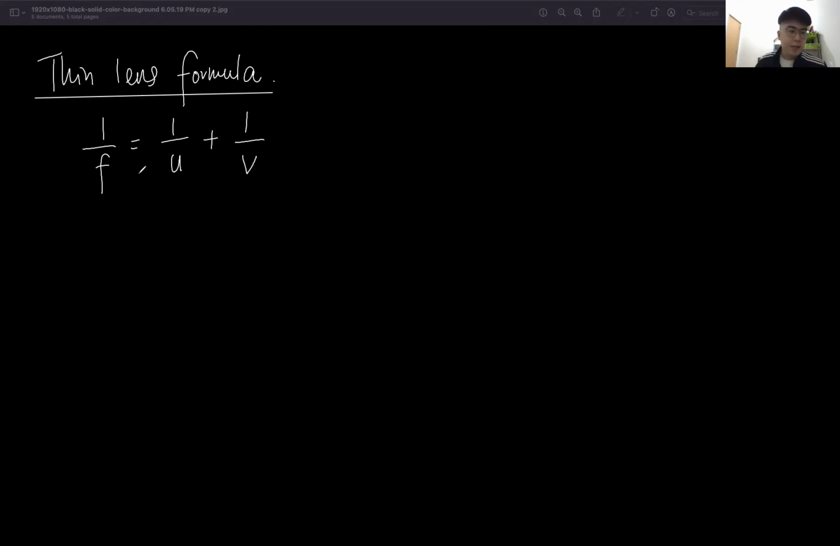The first thing, let's look at what f is. f is the focal length in meters. Now, you can do it in cm as well, but you just have to make sure everything is in cm if you do it in cm. Okay, so f is the focal length of the lens, u is the object distance from the lens, and v is the image distance from the lens.